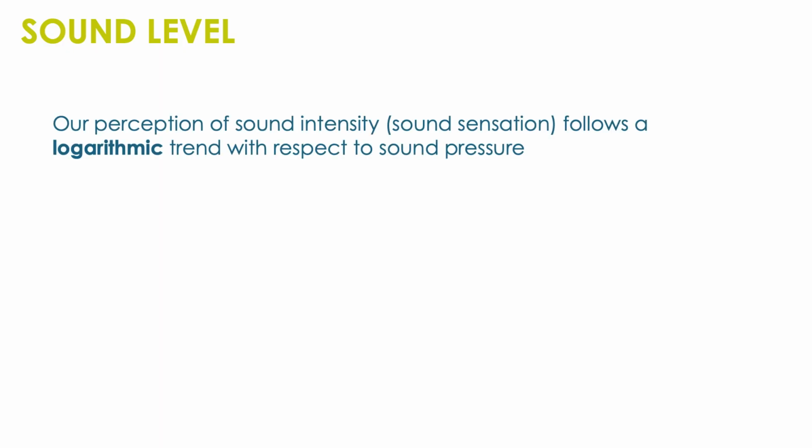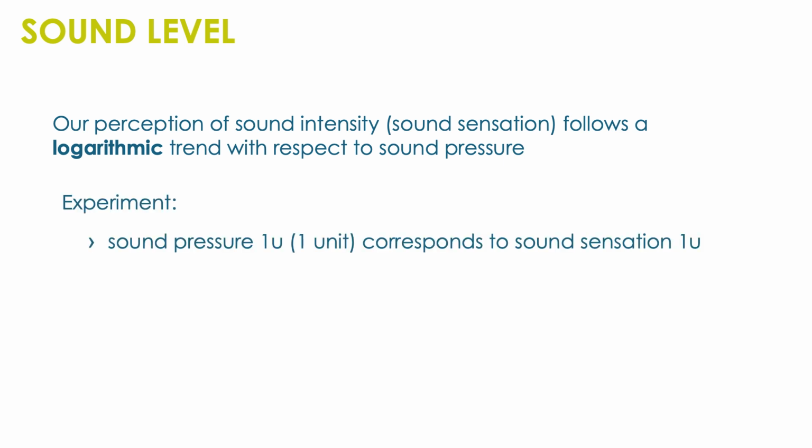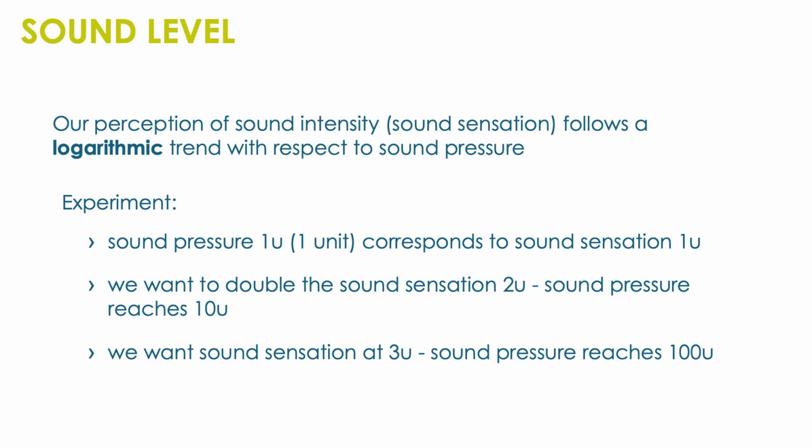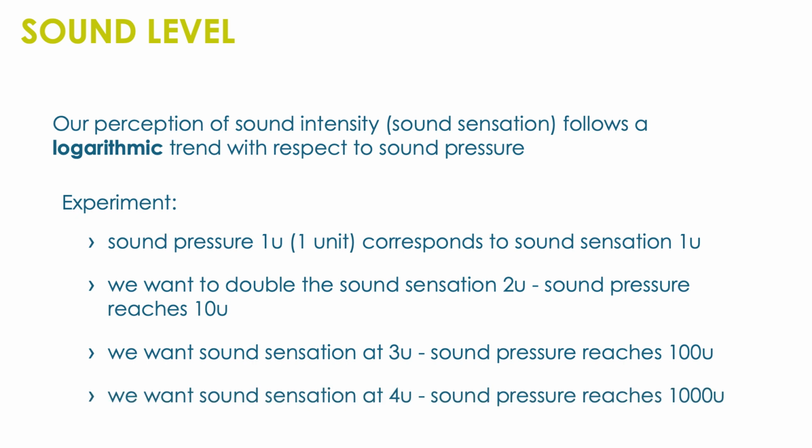Our perception of sound sensation follows a logarithmic trend relative to sound pressure. For instance, let's make an assumption: a sound pressure of 1 unit, 1 U, corresponds to a sound sensation of 1 unit, 1 U. If we want to double the sound sensation to 2 U, the sound pressure needs to reach 10 U. If we want the sound sensation at 3 U, the sound pressure needs to reach 100 U. Finally, if we want the sound sensation at 4 U, then the sound pressure needs to reach 1000 U.